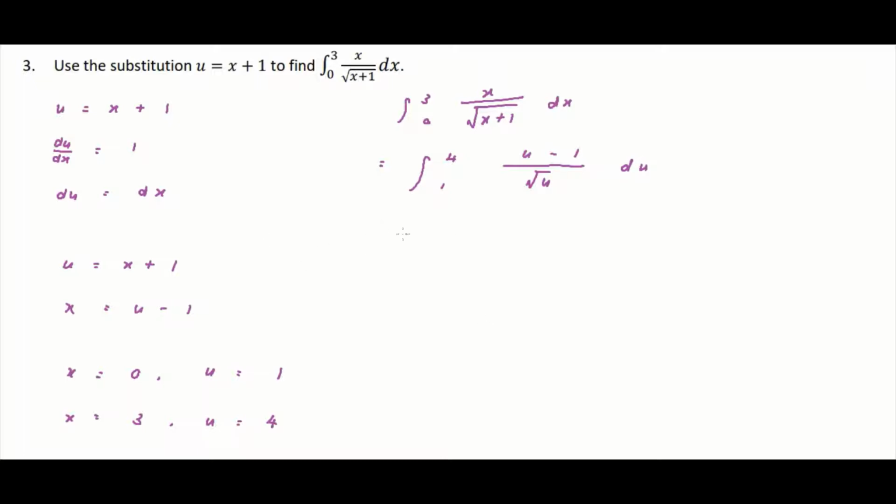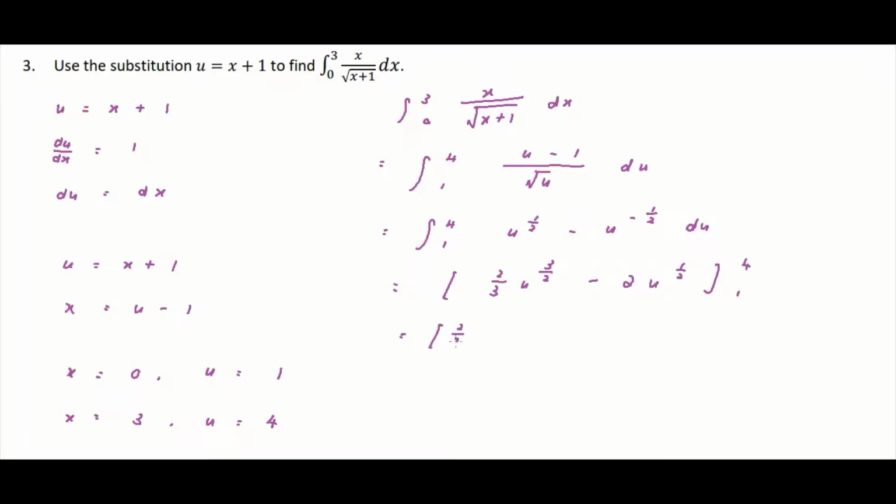So let's simplify it. So equal to 1 over 4. So u over u to the power of 1 over 2, you get u to the power of 1 over 2 minus u to the power of negative 1 over 2. Okay, so now we can start the integration. So plus 1 and divide, so you get 2 over 3 u to the power of 3 over 2, and then minus 2 u to the power of 1 over 2.